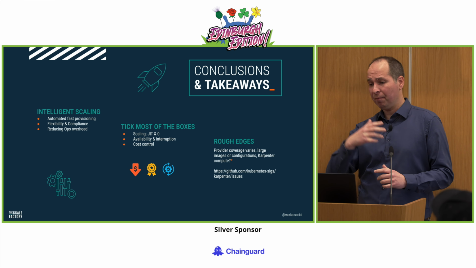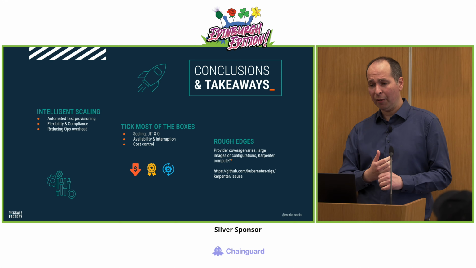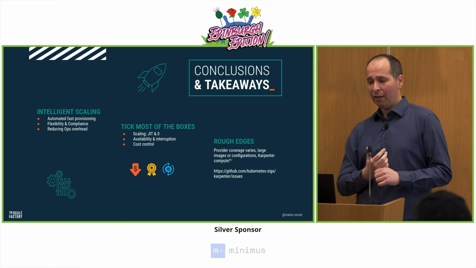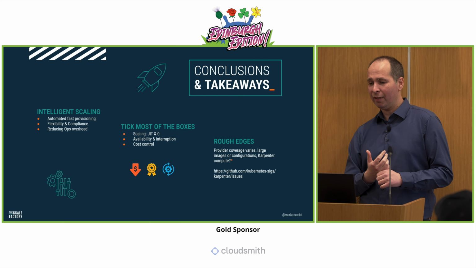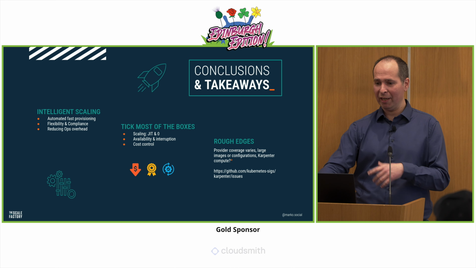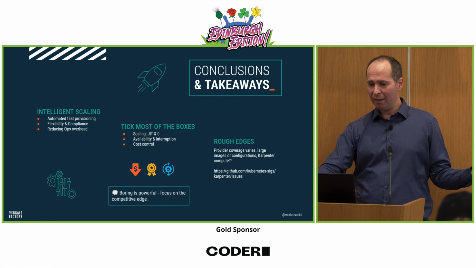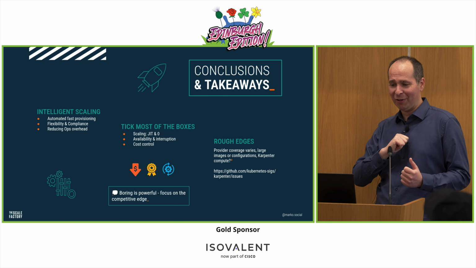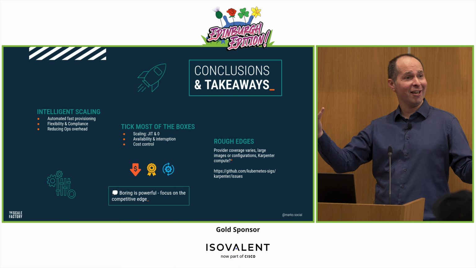And yeah, have a look. There is a Karpenter project on GitHub under the Kubernetes SIGs. There are plenty of issues open. I would suggest having a look at those, as some of those are issues that might hit you. And yeah, keep in mind that boring is powerful. Focus on the competitive edge that you have rather than scaling solutions.